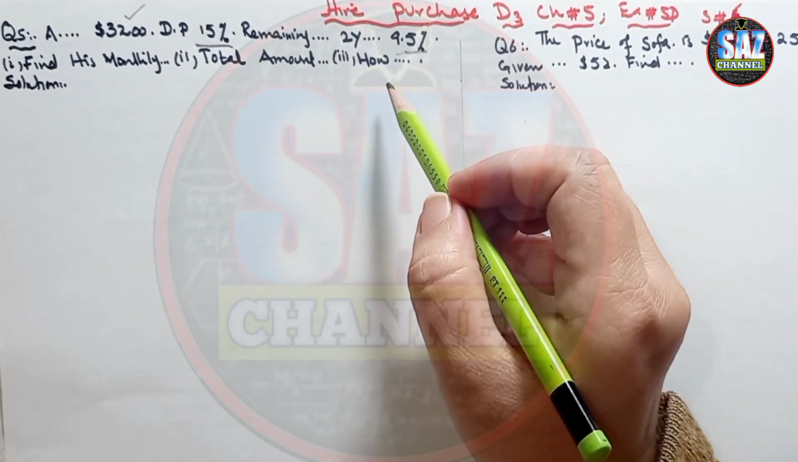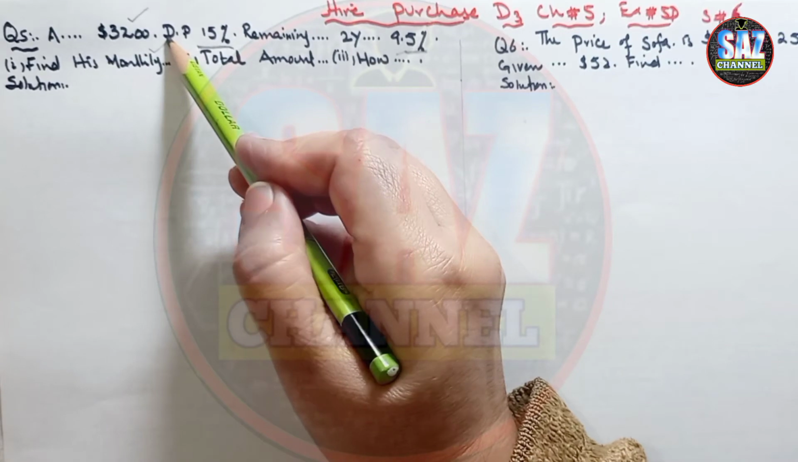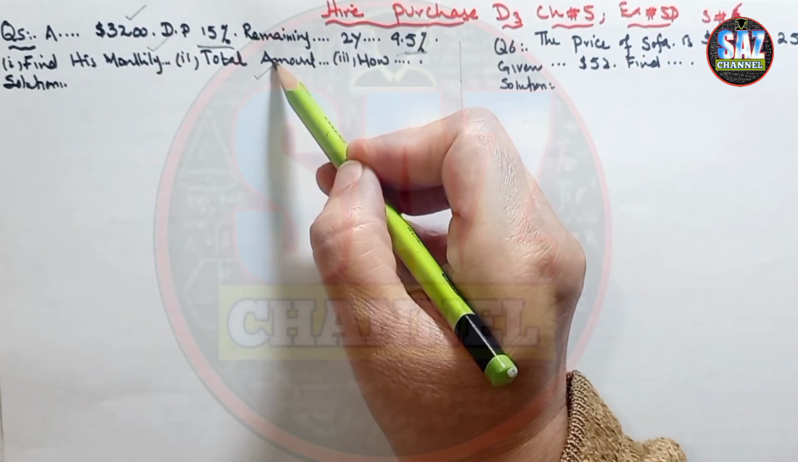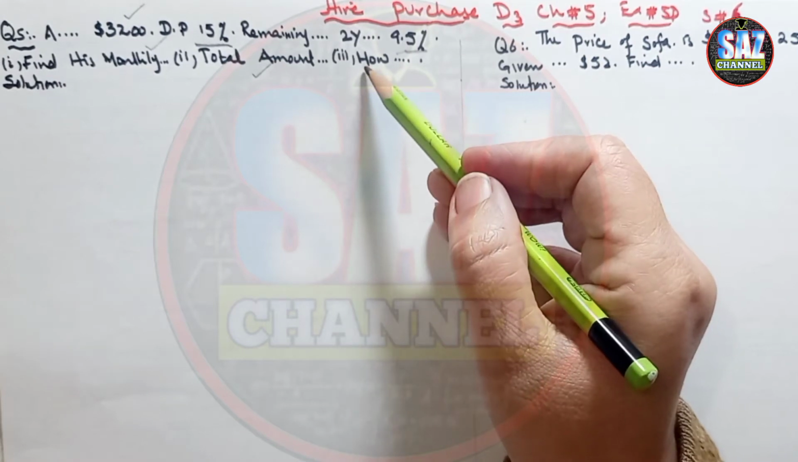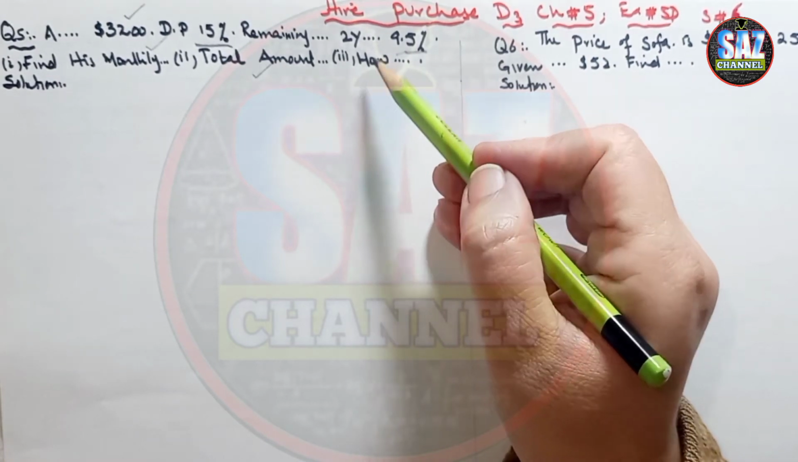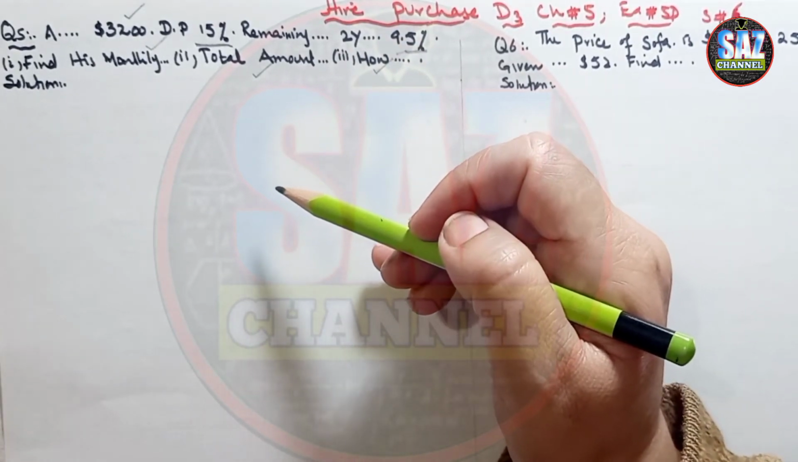The first requirement of the question is to find the monthly installments. The second is the total amount the man pays for the computer system. And the third is how much more he has to pay for buying the computer system on hire purchase. Okay, let's move to the solution of the question.